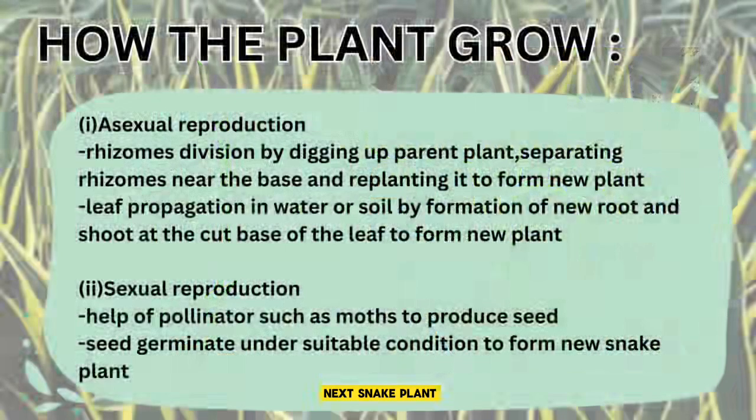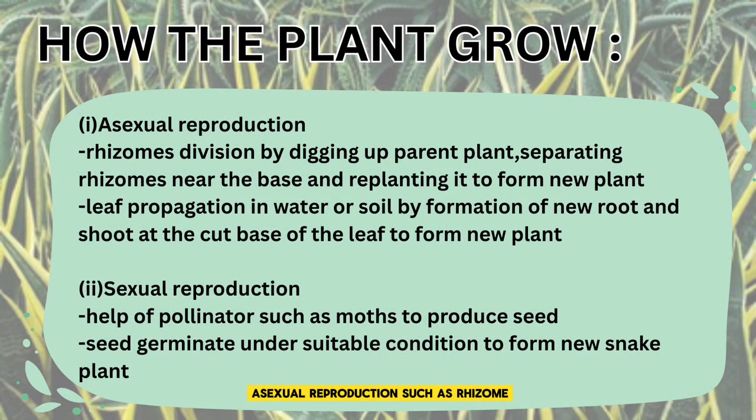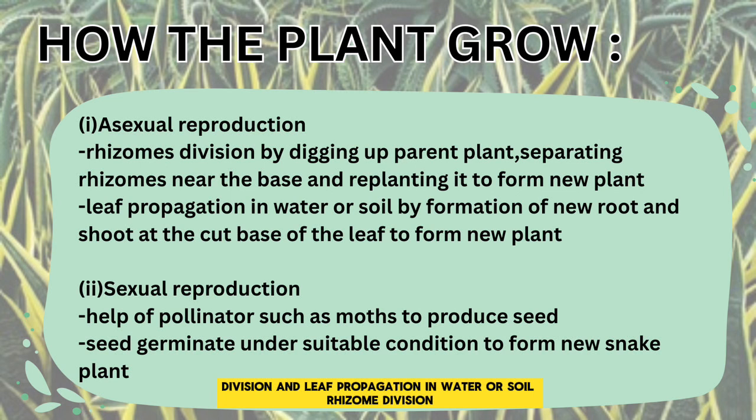Next, snake plant. Snake plant primarily uses asexual reproduction such as rhizome division and leaf propagation in water or soil. Rhizome division starts from digging up the parent plant, separating the rhizome near the base, and replanting it to form a new plant. In leaf propagation, the new roots and shoots derive from the cut bottom of the leaf to produce a new plant.